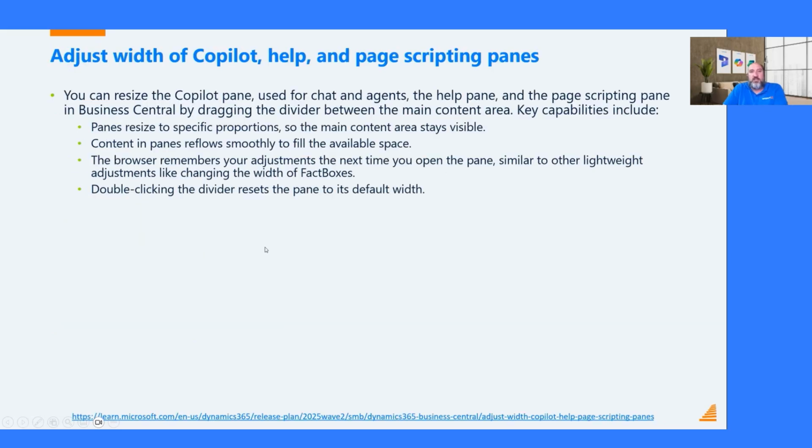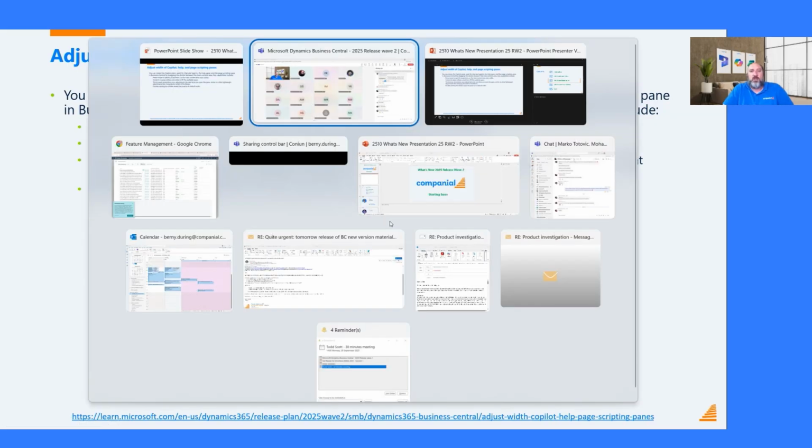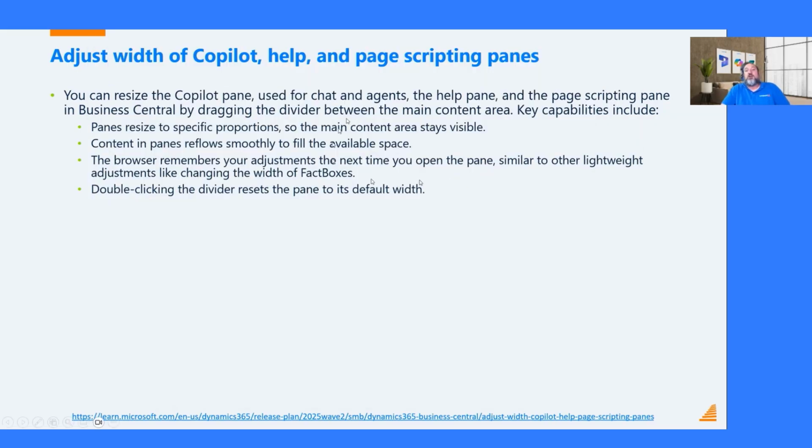And then lastly, in the user experiences, just one thing, you can now adjust the width of the Copilot, help, and page scripting panes in BC. So what I showed you earlier with the Copilot, where you can actually adjust the sizes, that's been done for the Copilot, the help, and the page scripting panes. So you can actually adjust the sizes of that.